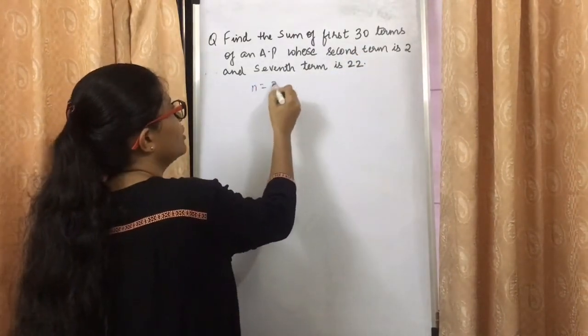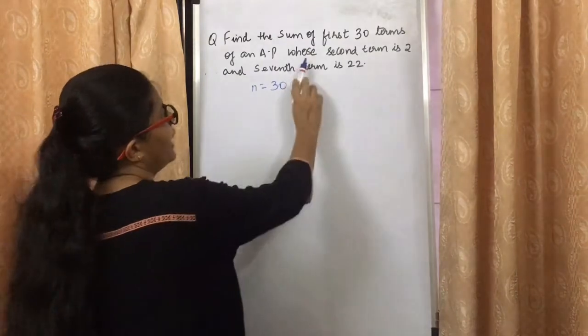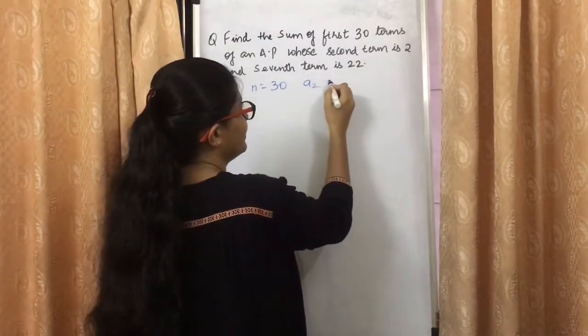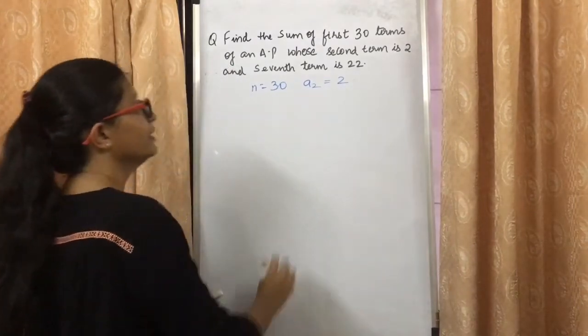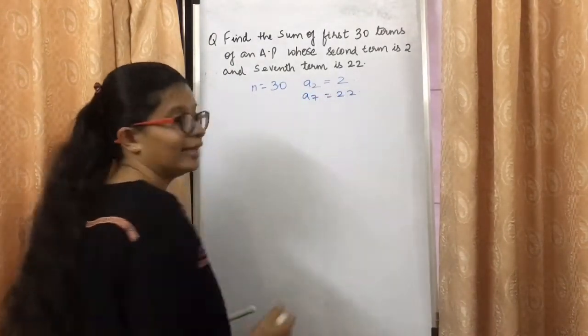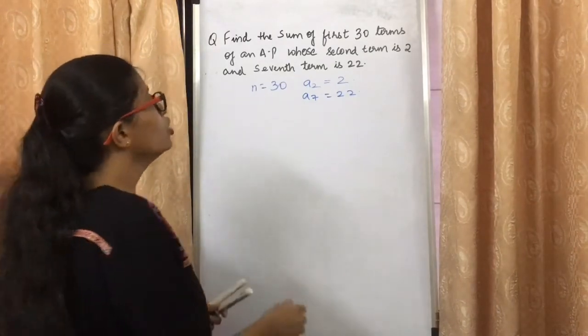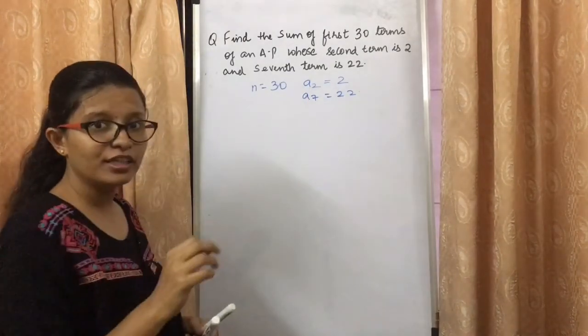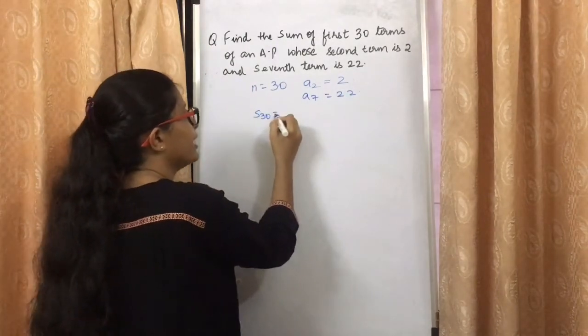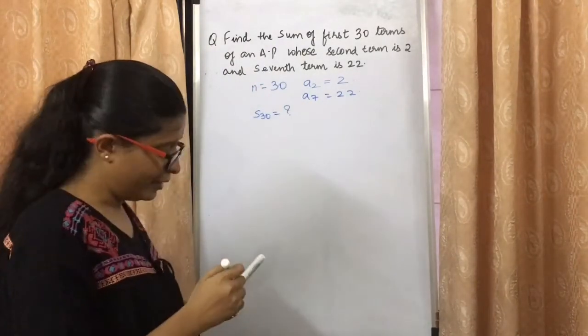तो n कितना हो गया? 30. फिर क्वेश्चन में दिया है whose second term is, सेकेंड टर्म बोला है. सो ध्यान से पढ़ेंगे क्वेश्चन और ध्यान से लिखेंगे जो दिया हुआ है. And seventh term is 22. So these are the three things which are given in the question, and we need to find S30. S30 हमको फाइंड करना है.